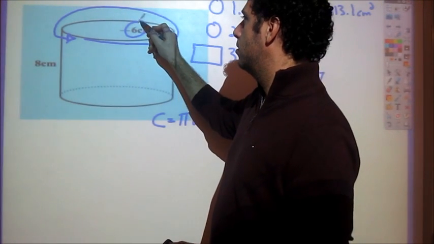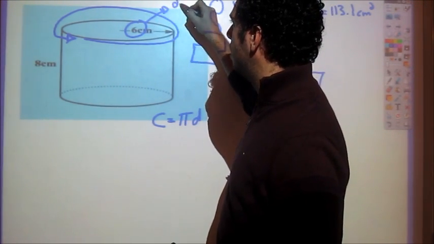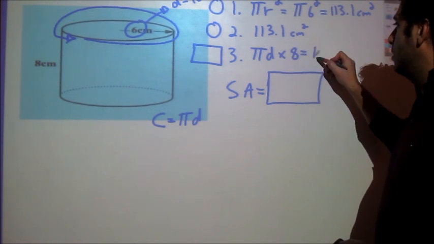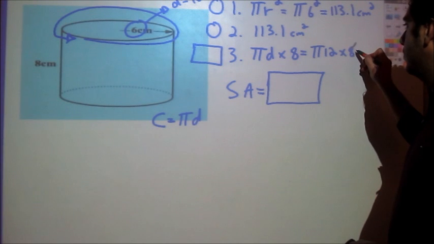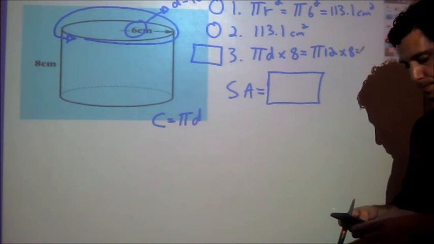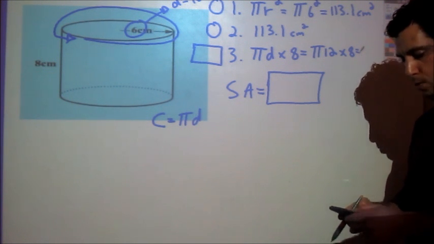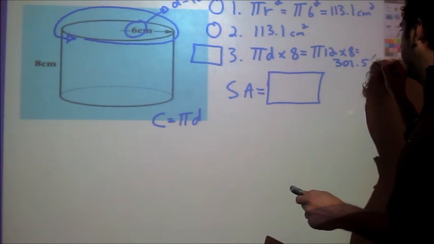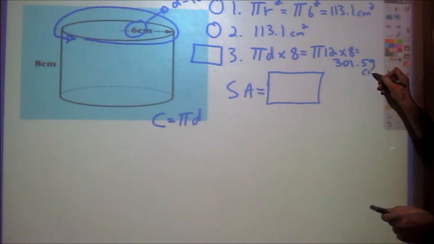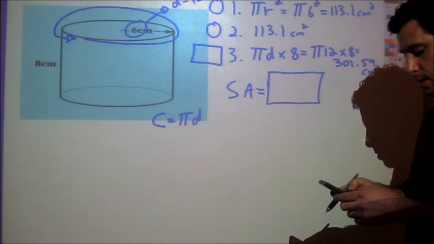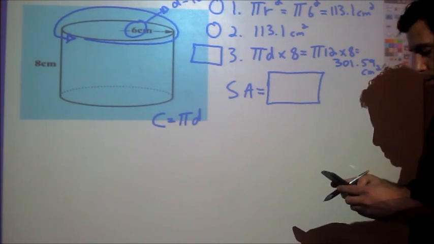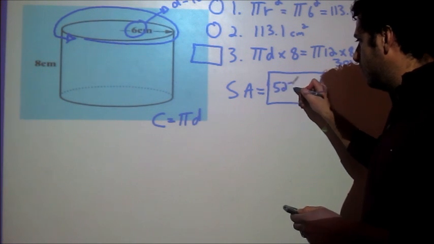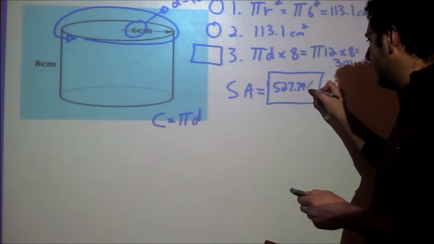Now we have the radius, which is 6, so diameter is going to be 12, 2 times the radius. So that's going to be pi times 12 times 8, which is 301.59 centimeters squared. So if we add that to our two circles, we get 527.79 centimeters squared.